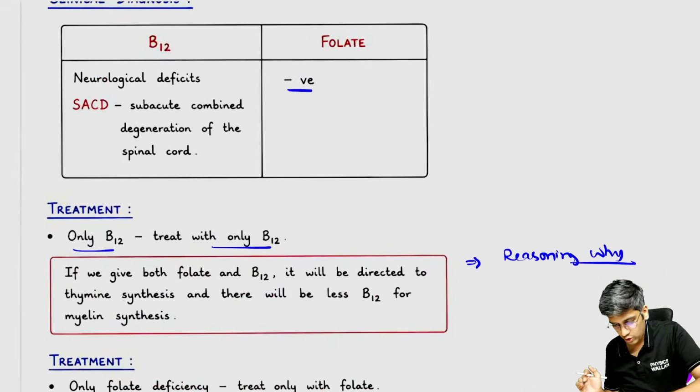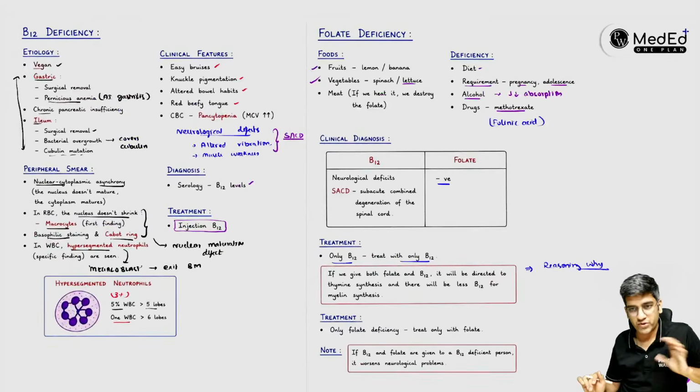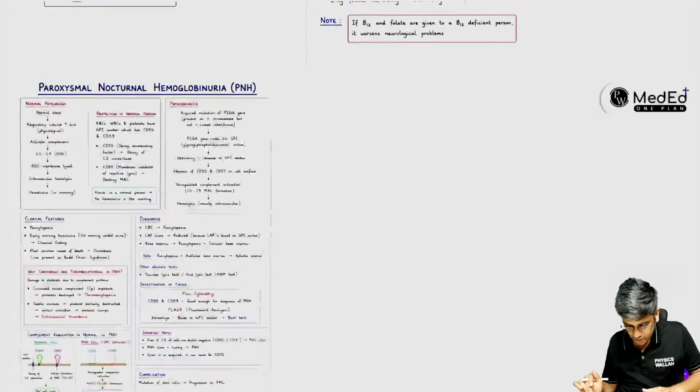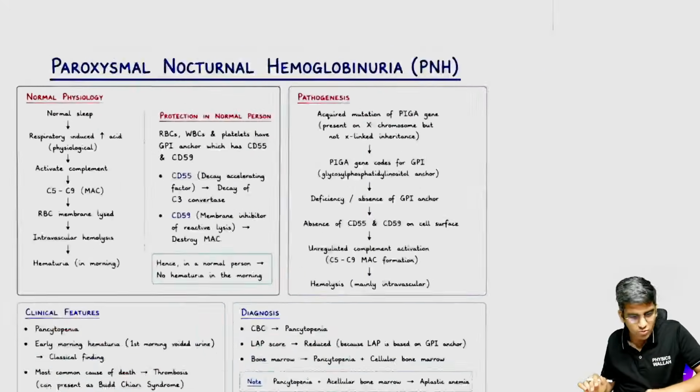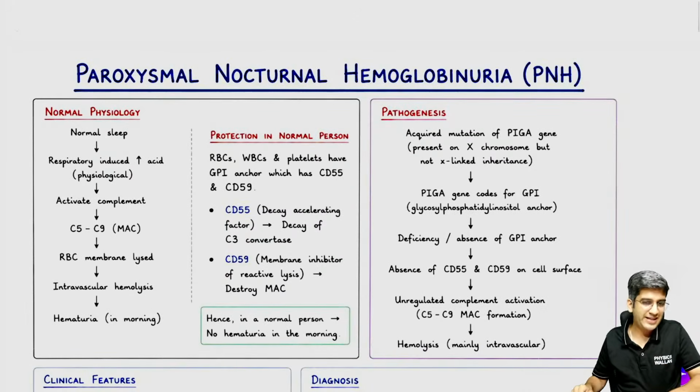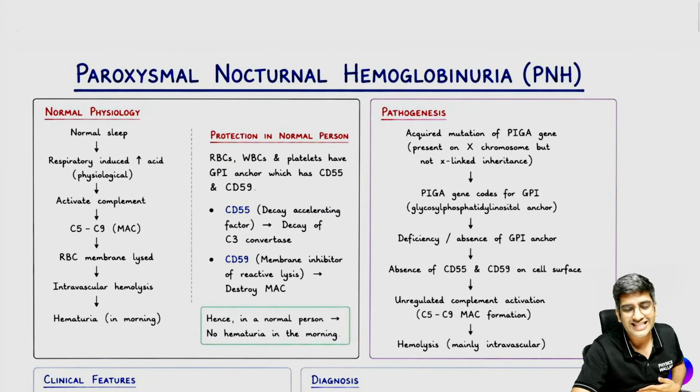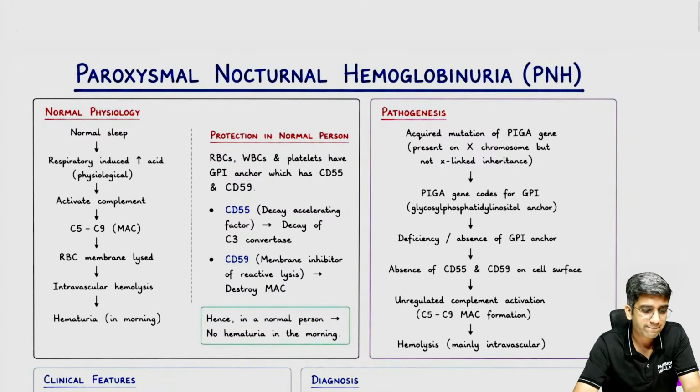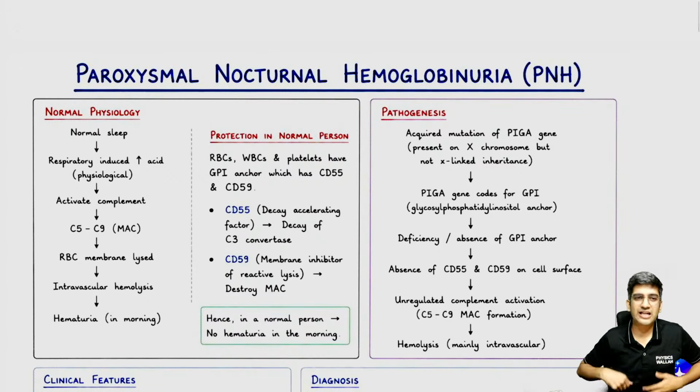That's about megaloblastic anemia, both B12 as well as folate deficiency. Let's go to the next topic. Few more things. So PNH. Can anyone comment what is the classical symptom of PNH? You guys know that. Early morning hematuria is the classical symptom of PNH.